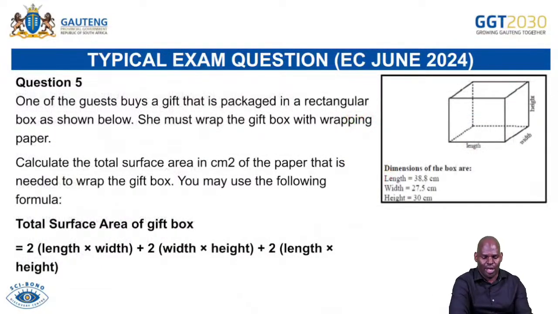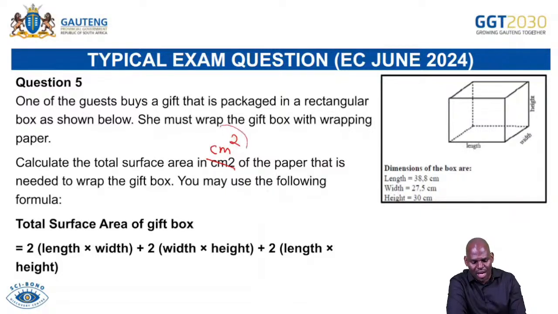Okay, then the next question is, one of the guests buys a gift that is packaged in a rectangular box as shown below. She must wrap the gift box with wrapping paper. Calculate the total surface area in centimeters squared. Again, very, very important, centimeters squared of the paper that is needed to wrap the gift box. You may use the following formula.